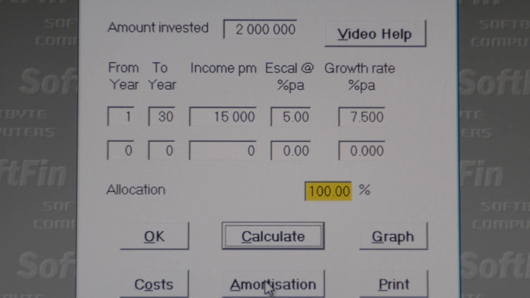Let's examine the balance of 2 million rand invested in the living annuity. Joe Bloggs says that he wants to draw 15,000 rand a month, escalating at 5% per annum to keep pace with inflation, and we say we expect the portfolio to grow at 7.5%. The income drawn from the 2 million placed into the annuity is fully taxable. Joe would like to see what his cash flow looks like over a 30-year term.